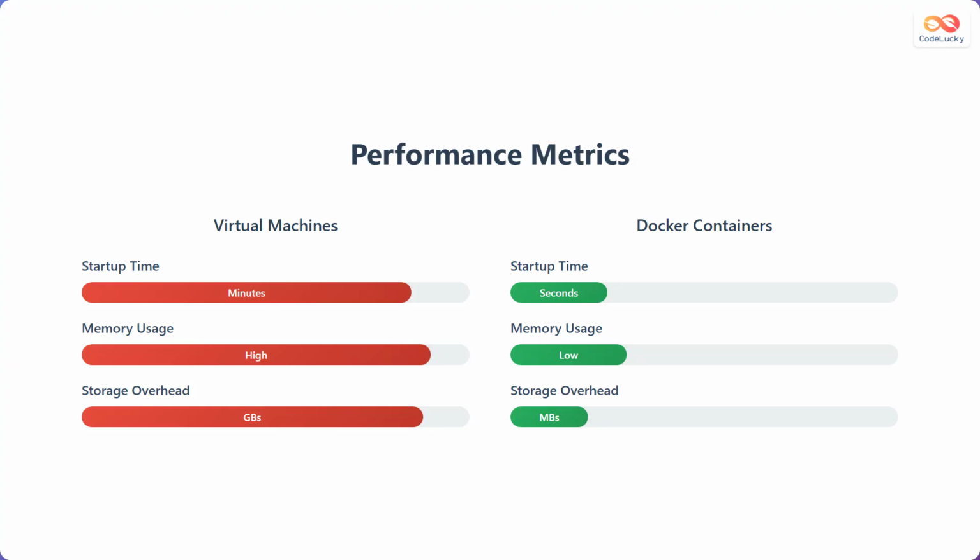Docker containers, on the other hand, have low memory usage because they share the host OS kernel. Storage overhead is measured in gigabytes for virtual machines, but only in megabytes for Docker containers, reflecting the efficiency of containers.